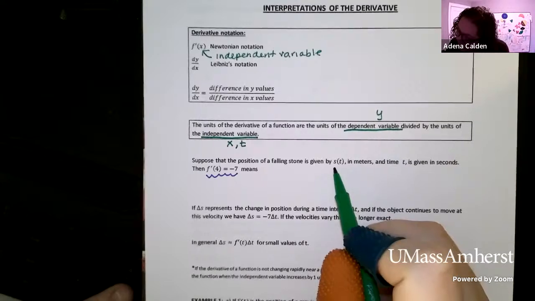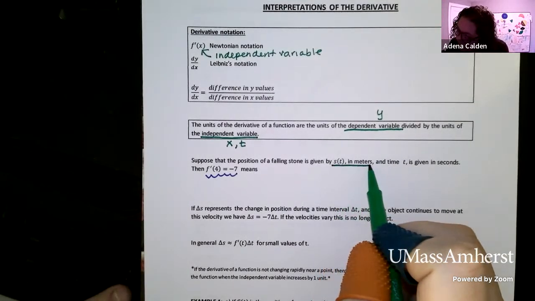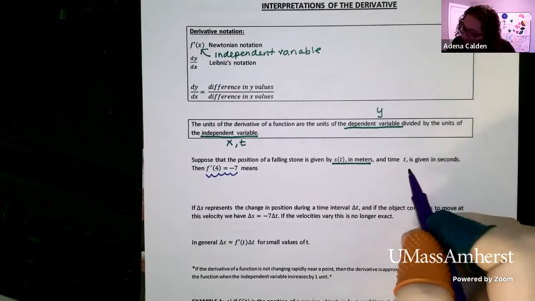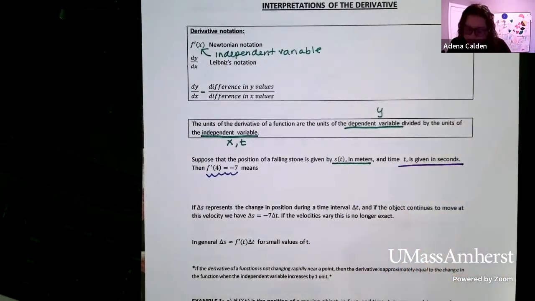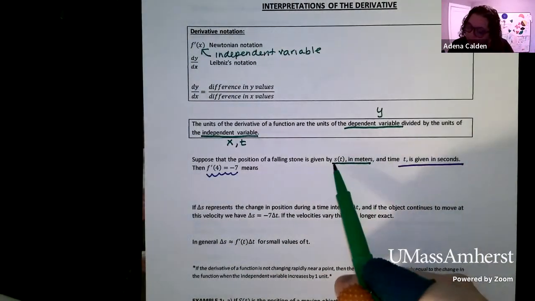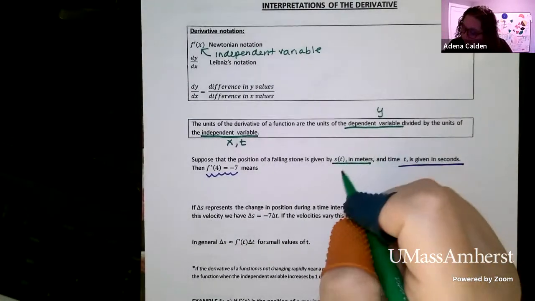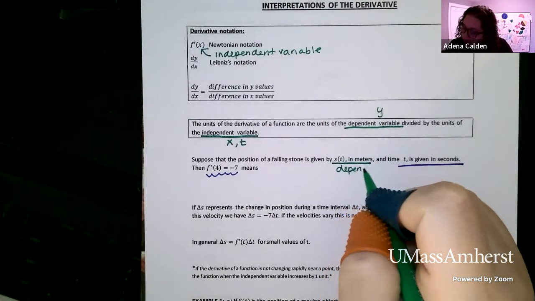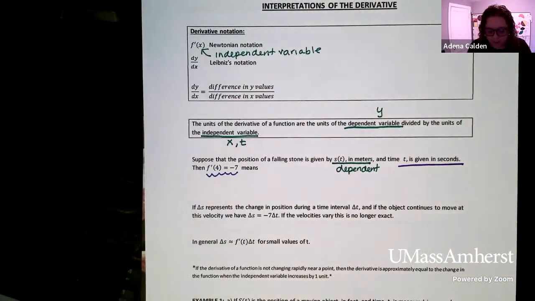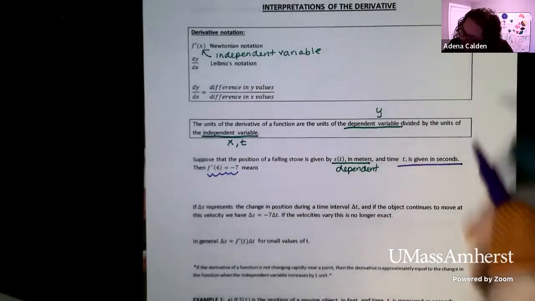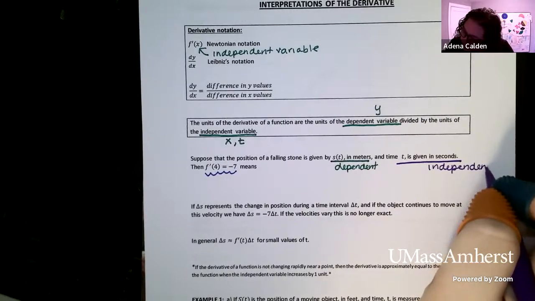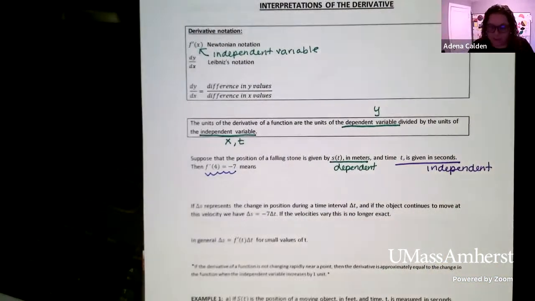So notice here, this is S of t in meters, and then we have time t in seconds. S of t is going to be our dependent variable because S depends on t. So I'm just going to put dependent. That meters is our dependent unit, and here seconds are going to be our independent units.